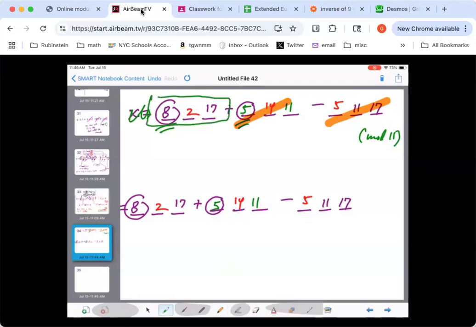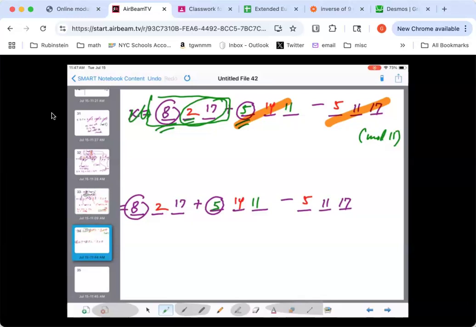Now you might say, okay, I don't feel like I could multiply 8 times 2 times 17 and divide by 11, but I'm not going to because I chose this 2 for a reason. What should 2 times 17 mod 11 be? Anyone know? Just forget about the 8 for a second. What if the 8 wasn't there? What should 2 times 17 be? By the way, why was the 2 chosen? It was the inverse.